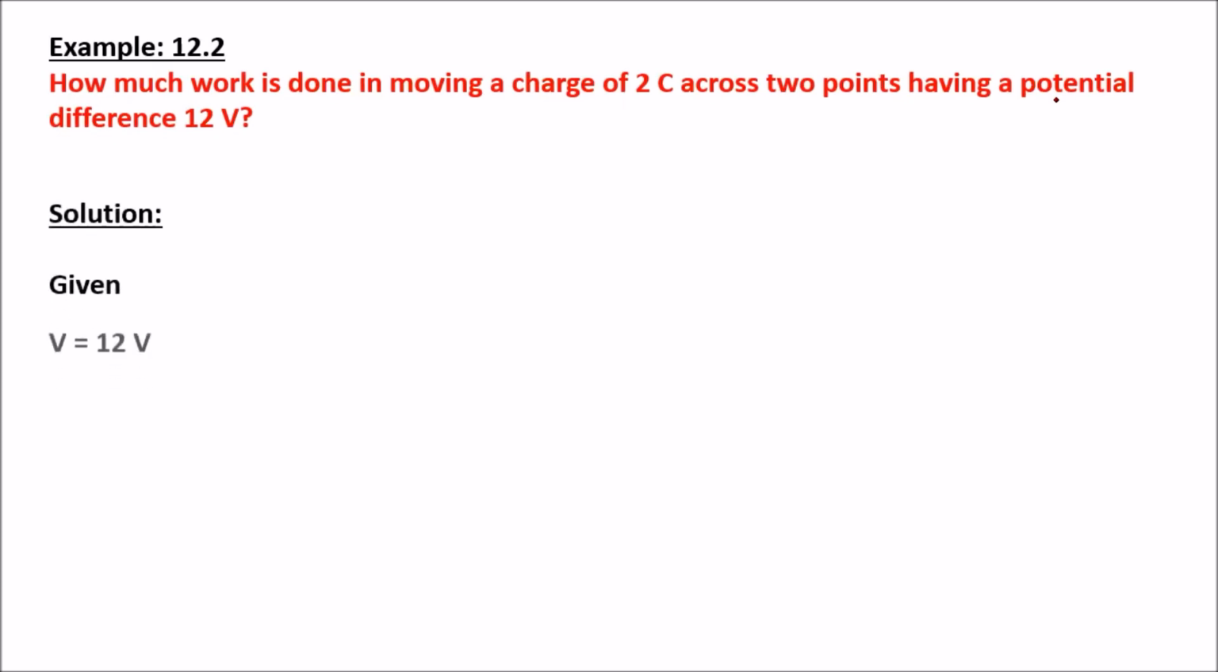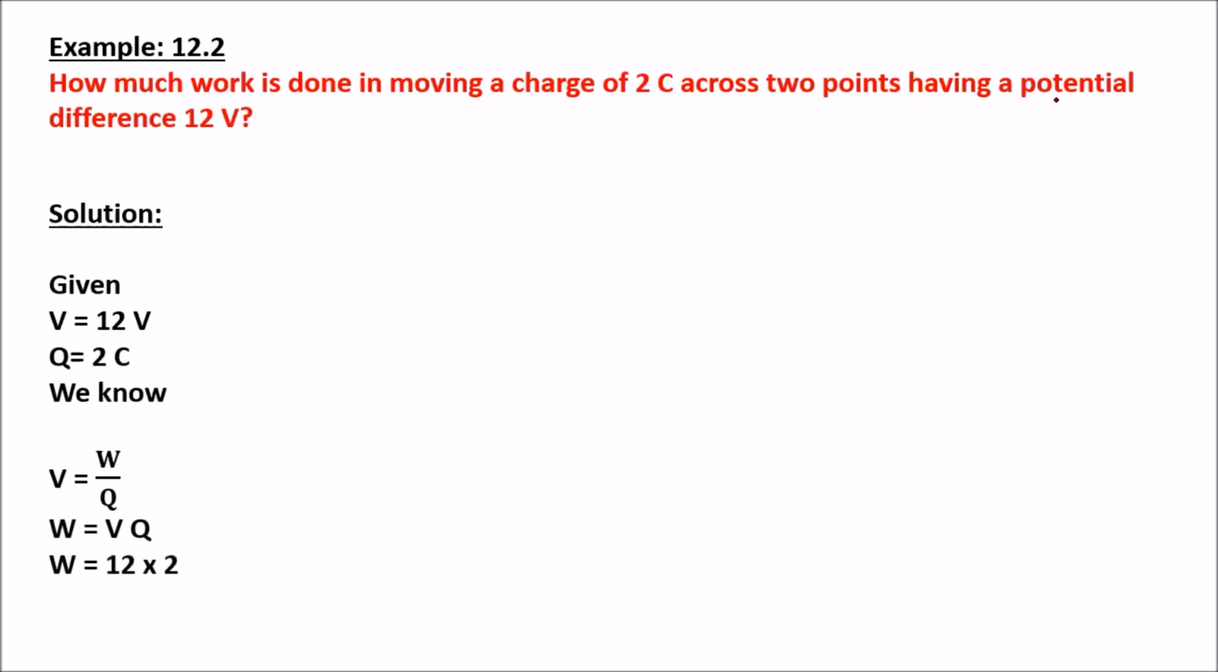Given, what is given? Voltage 12 volt. Charge Q is equal to 2 coulomb. And we know formula V is equal to W by Q. Voltage is equal to work by charge. From this we have to derive work. Work is equal to V into Q, Q is dividing that side, it will go that side. It will multiply. Try to substitute everything. V is 12 into Q is 2. 12 2's 24. And answer is work is equal to 24 joules. Quite simple to solve.